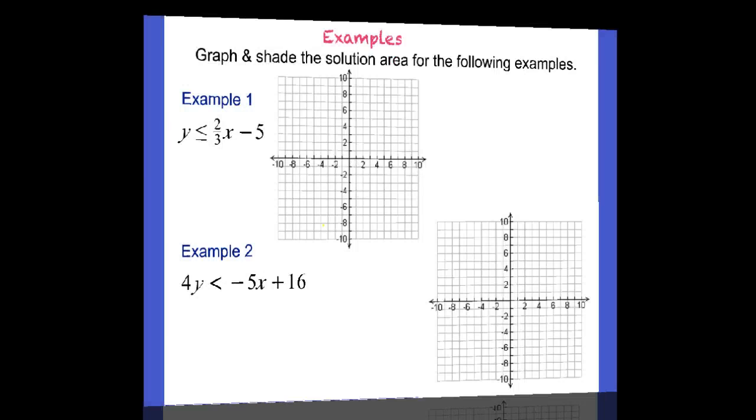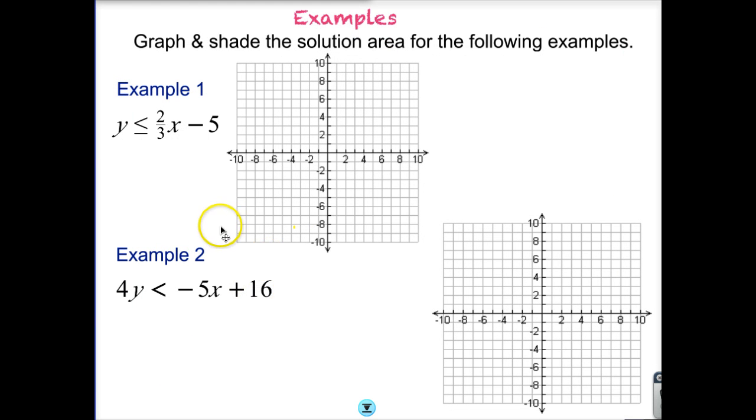Okay, let's try some examples. So here in our first example, this linear inequality is written in slope-intercept form. So I can quickly identify that here, the 2/3, that is our slope. And then the 5, that is our y-intercept. And that's how we can graph this. So this is our y-intercept. So very easy to graph.